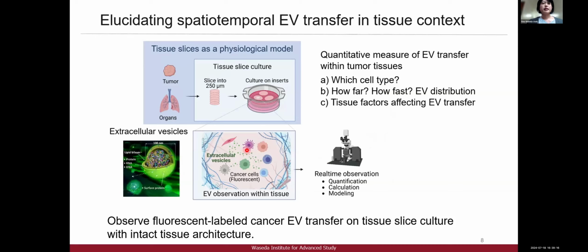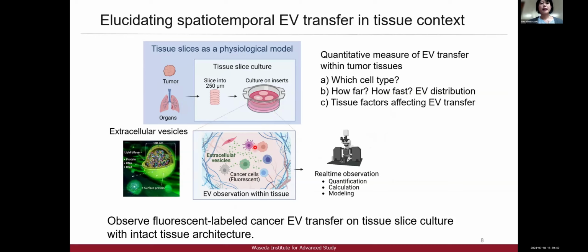To overcome these technical difficulties, I am currently utilizing a technique called tissue slice culture, which I will explain later. By combining it with highly sensitive EV labels, I will be able to observe the cancer EVs transferred directly in the intact tissue architecture.